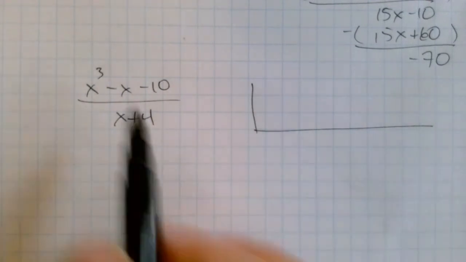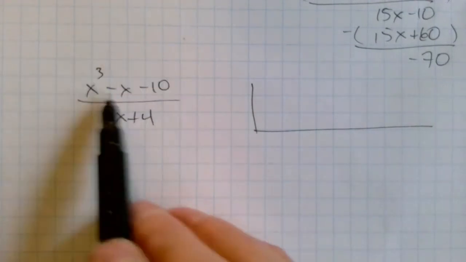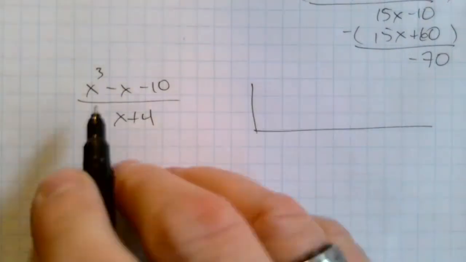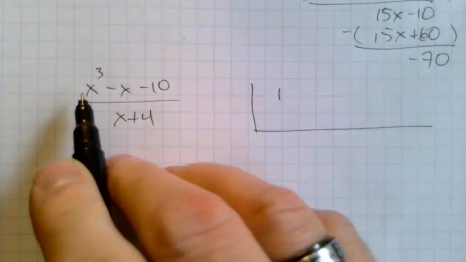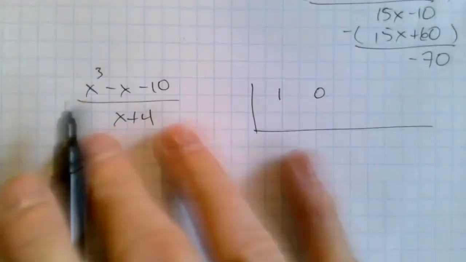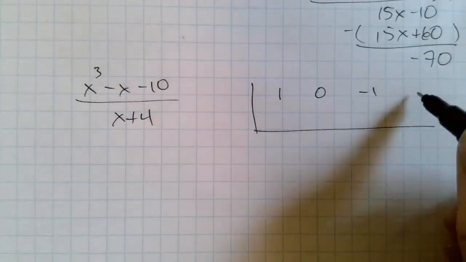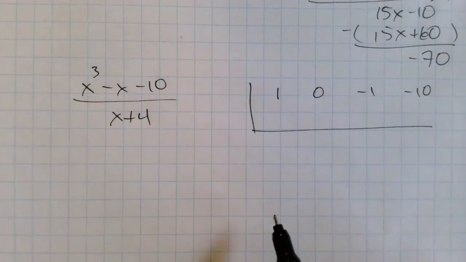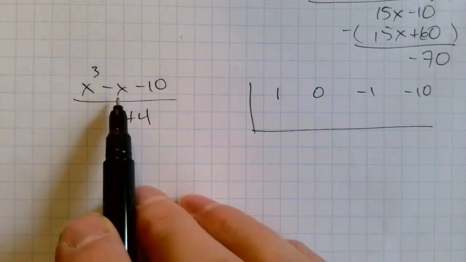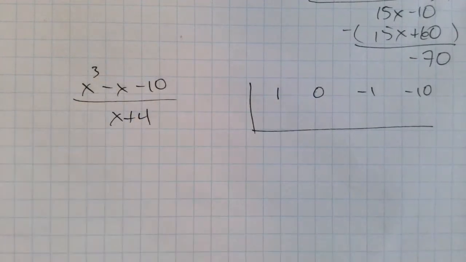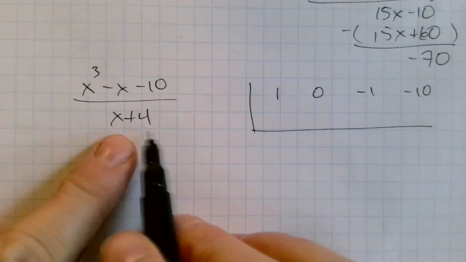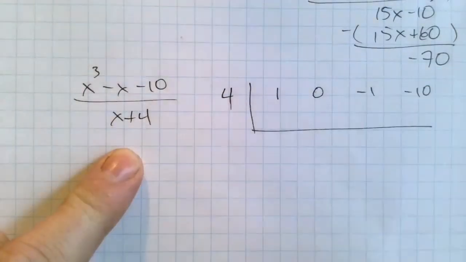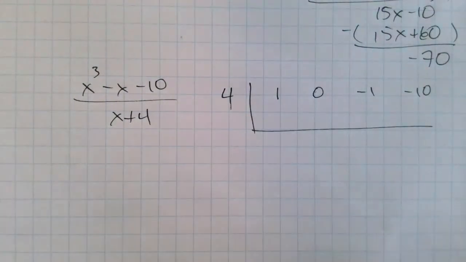But I don't really need to write them if I keep my focus, and I can do that by basically splitting things up here. So what I'm going to do is write out the coefficients here. Now notice there's a missing term. So when I write out the coefficients, I want 1 for the x cubed, 0 for the missing x squared, negative 1, negative 10. So there's my dividend. Now, my divisor is x plus 4. There are two common ways to do this. One way is to put a 4 here. Now, I'll explain what's going on here.